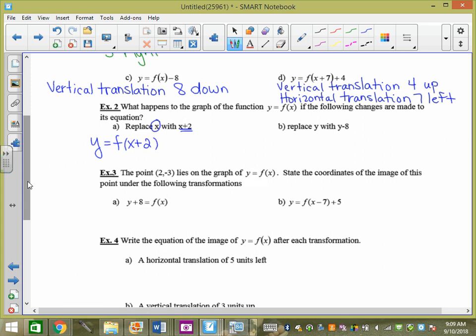Okay, so what happens? What transformation do I get? Horizontal translation 2 left. Because it has to be a minus to make that plus.